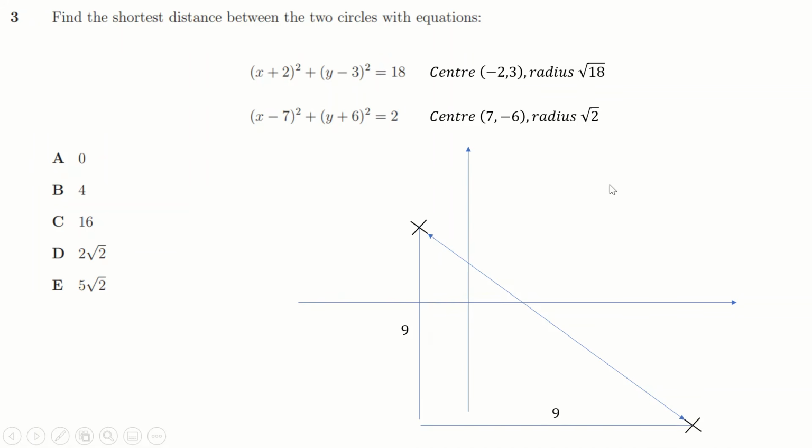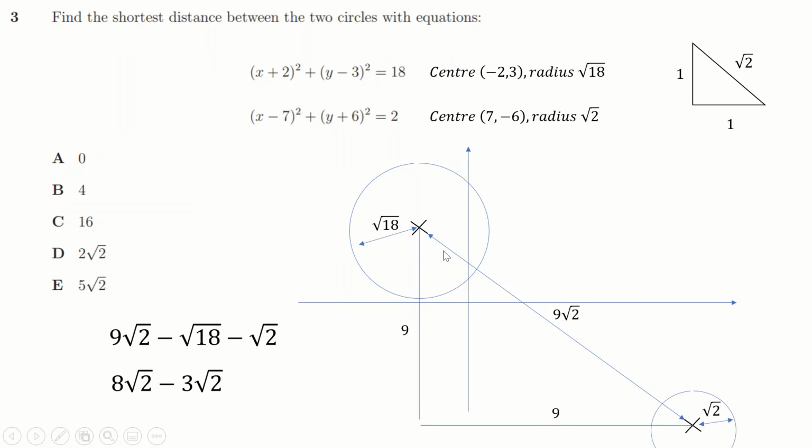So I could do some Pythagoras here, or I could notice that this is my 1, 1, root 2 triangle, and this is just a bigger version of that, right? This is just a triangle that's 9 times the size of that, so this is going to be 9 root 2. And I saved myself doing Pythagoras. But that's, of course, not the answer, because the answer is the shortest distance. So if I actually put the circles down with root 18 and root 2, the answer is going to be 9 root 2, which is this whole distance, take away this distance, take away that distance. Root 18 is root 9 times root 2, which is 3 root 2, and then you just get 5 root 2.